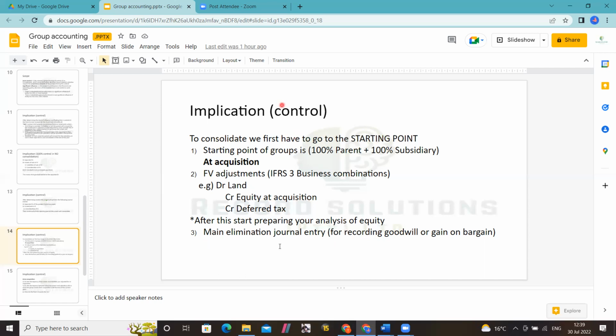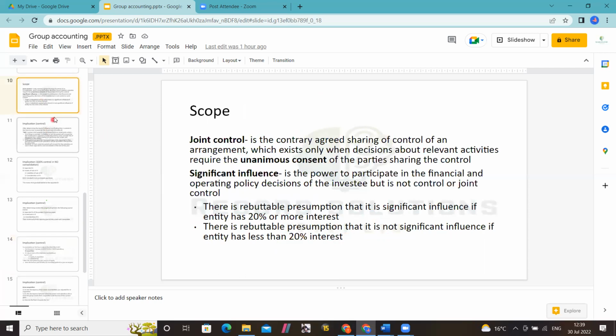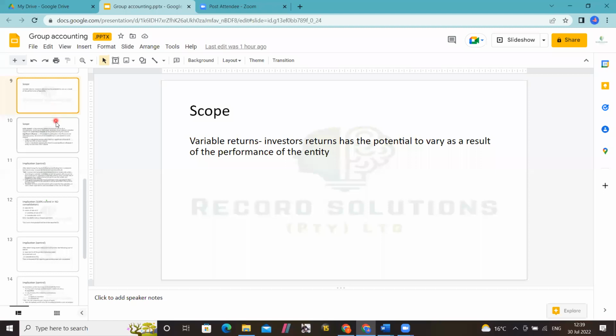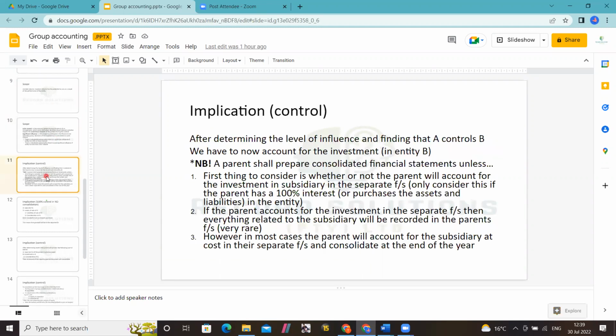So basically recognizing goodwill and gain on bargain purchase. I'm still reminding you here that firstly, when we are at the scope, when you are here in control, where were we? We are still in IFRS 10, right? Control. So control is in IFRS 10. Now, when you are looking at implication, right? When you are done with control, right?